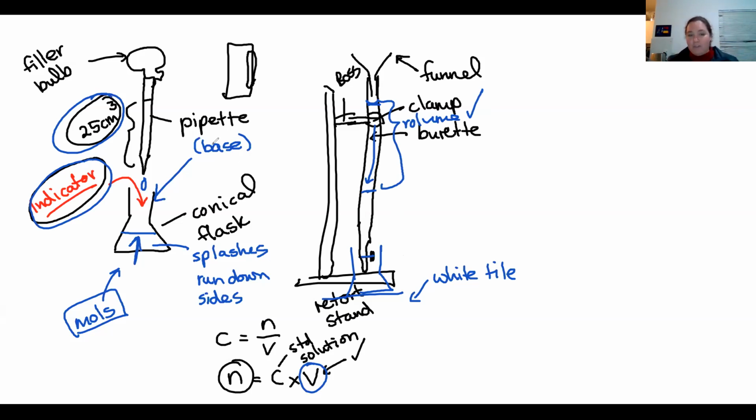So remember, if this was a base that went in here, we would typically put an acid in here. We'd have an acid reacting with the base till the point where they neutralize each other. When we get that color change on the indicator, we know that they've neutralized each other.